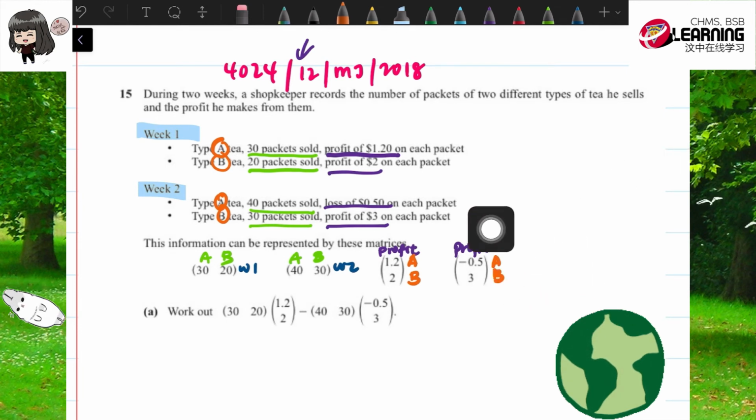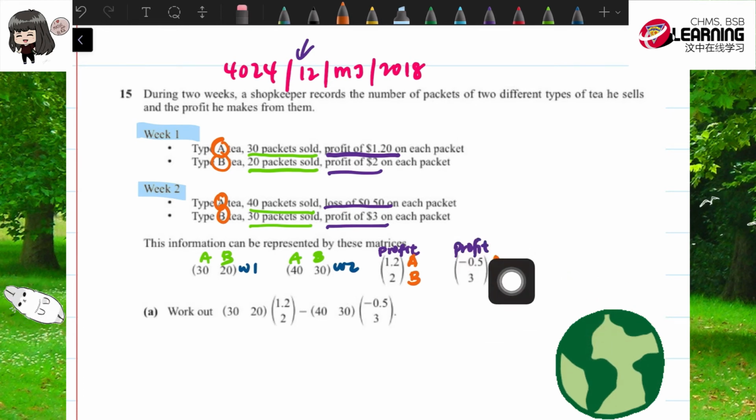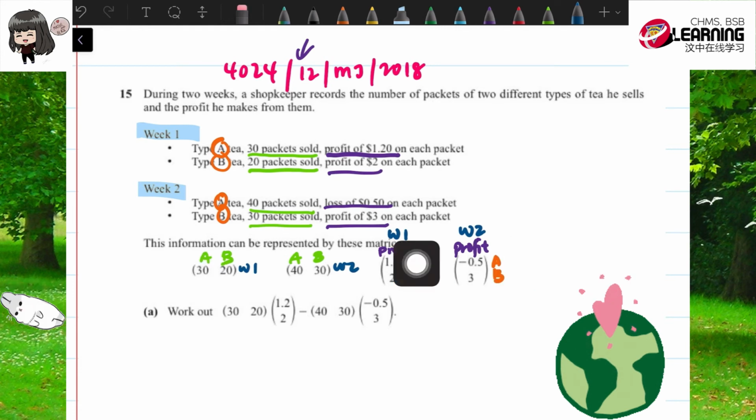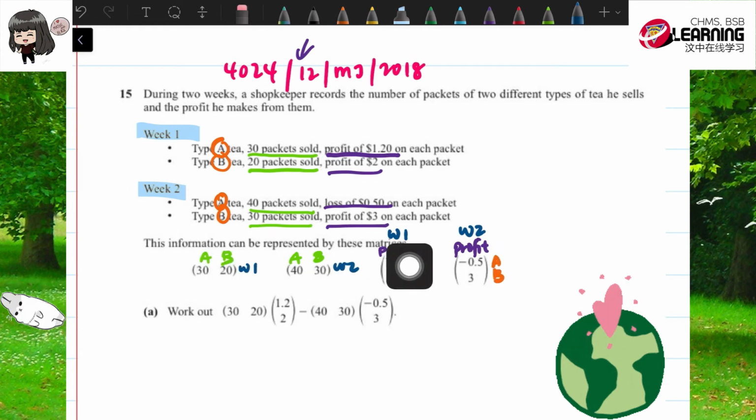Okay, right, so let's look at this one: profit and loss for week 2 also. Profit for A and B, week 1, week 2. Okay, understand these matrices? So when we say application of matrices, we have to understand what is actually represented.